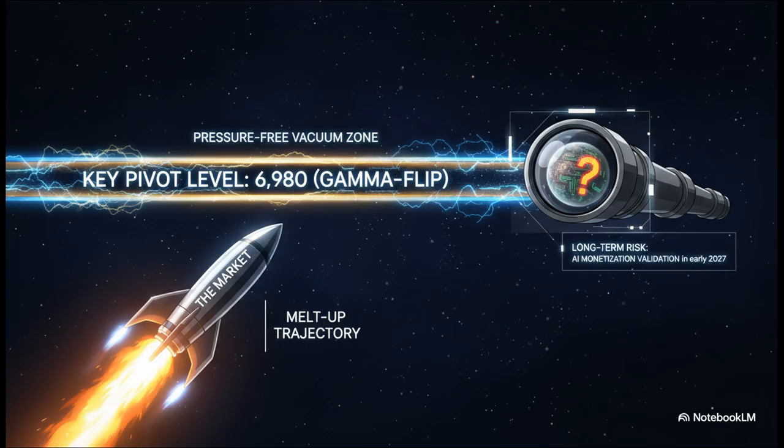Now, the really crucial technical level to watch is 6980. That's the market's gamma flip level, the point where options market dynamics can just pour fuel on the fire and accelerate price moves. If we get above that, the upside could hit a kind of pressure-free vacuum zone. And looking longer term, the report flags a potential risk, falsification pressure around AI monetization. Basically, will the reality match the hype? That's a question for early 2027.